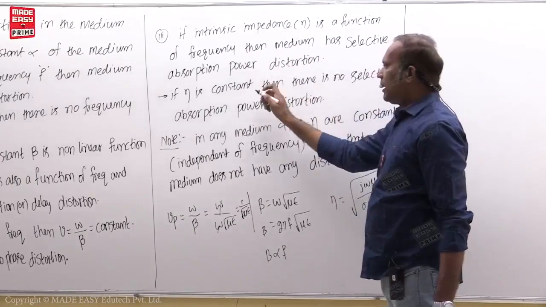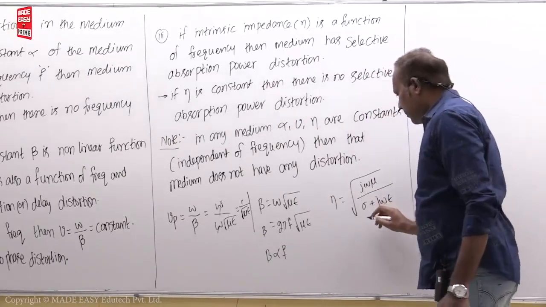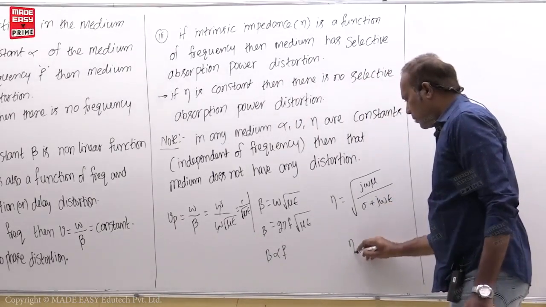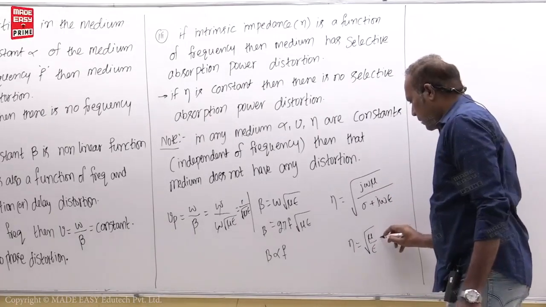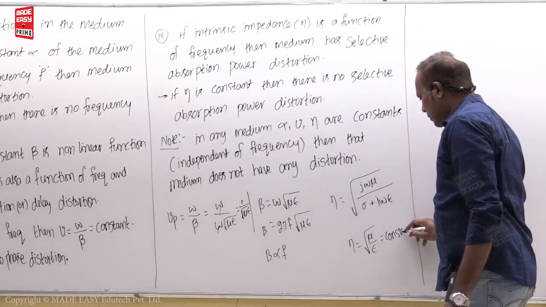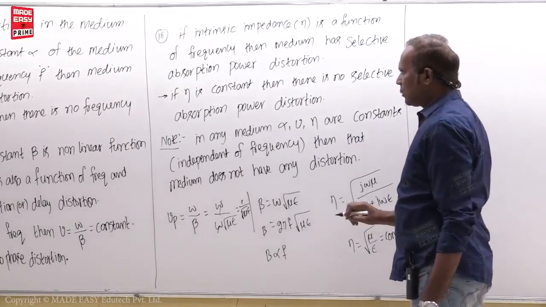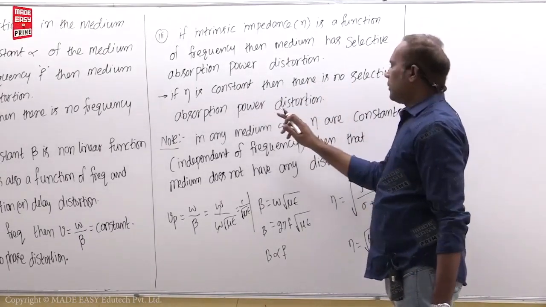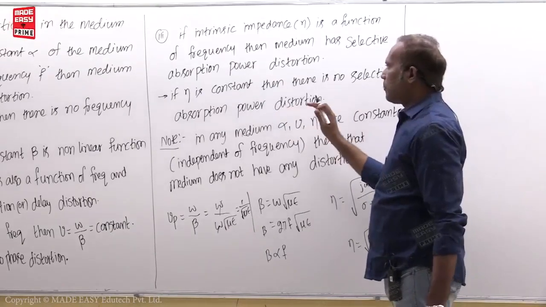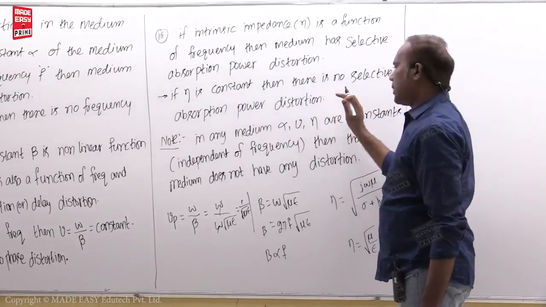That is the meaning. If eta is constant, for example, for any medium with sigma 0, then j omega cancels. You get root mu by epsilon. It is constant actually, so there is no frequency here. We will study all those things. If eta is constant, then there is no selective absorption power distortion.